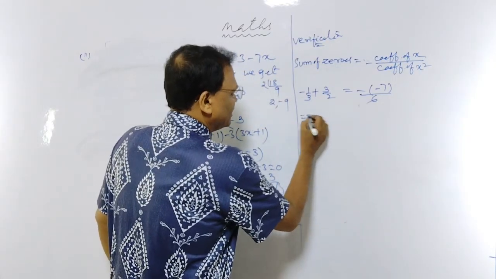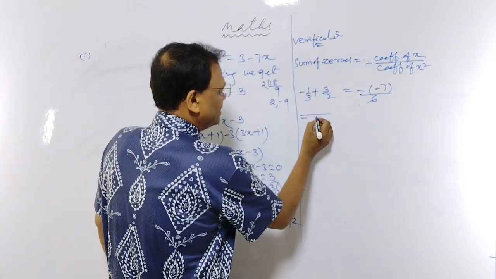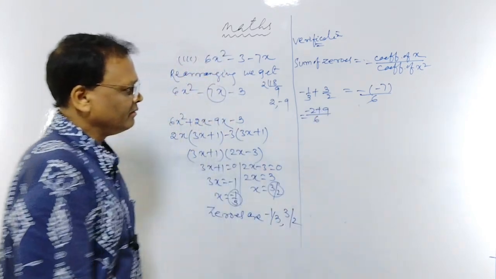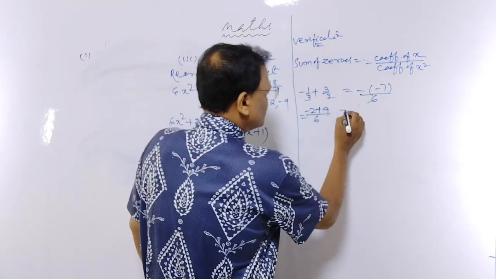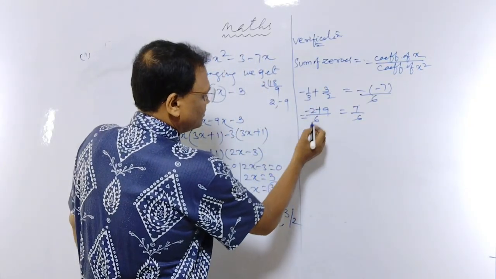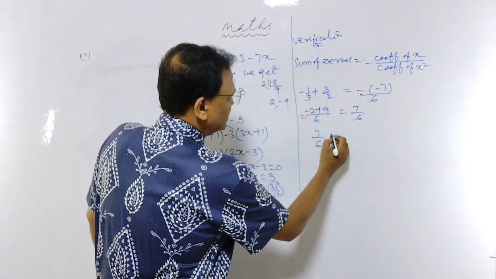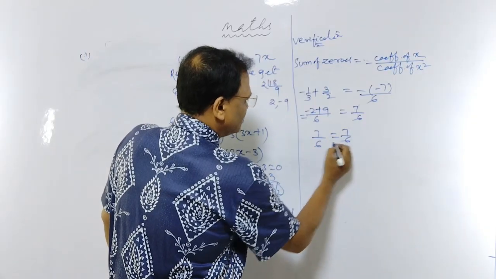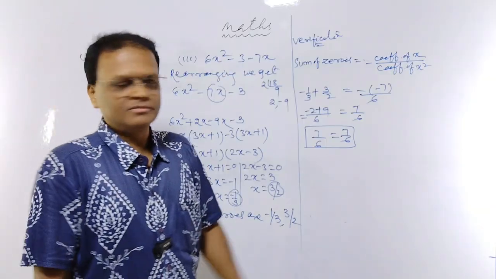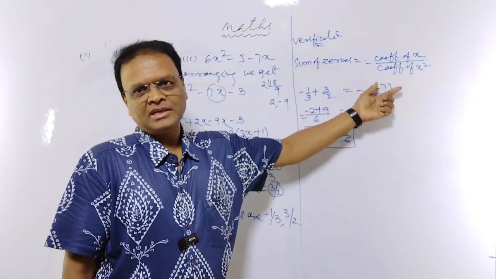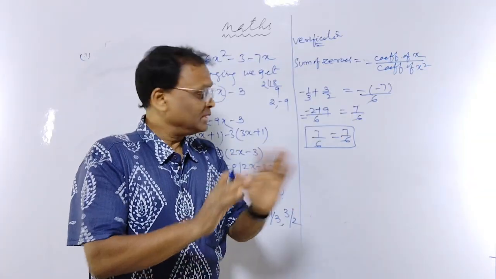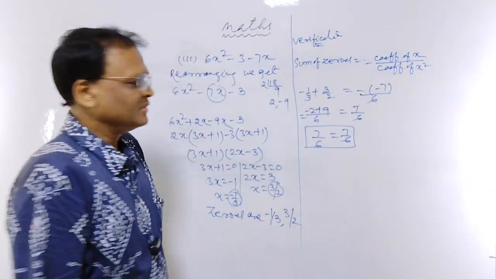So further, if I do this, I am getting minus 2 plus 9 divided by 6, which is equal to minus 2 minus 7 by 6. Nine minus 2 is 7 by 6, which is equal to 7 by 6. The first part is over. First verification is over. The sum of the zeros and minus coefficient of x by coefficient of x square are equal, so both are equal, verified.